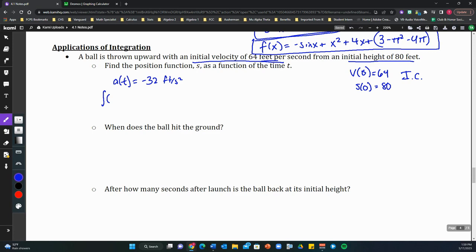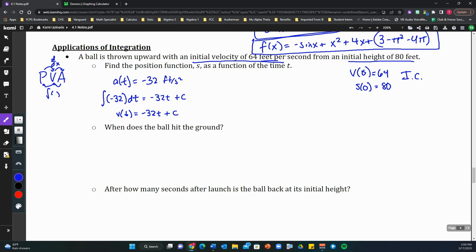I'm going to start by integrating my acceleration function, negative 32 dt. Again, our PVA, we write it in that order because when I go forward through derivatives, it goes in that order. But I can also reverse it now through integration. When I go backwards, it goes from acceleration to velocity to position. So this will become negative 32t plus c. So now this is the velocity equation. V of t equals negative 32t plus c.